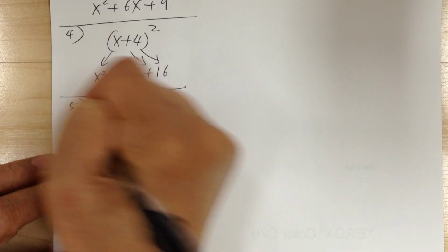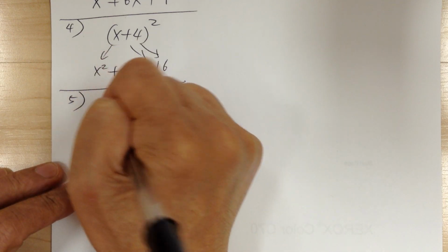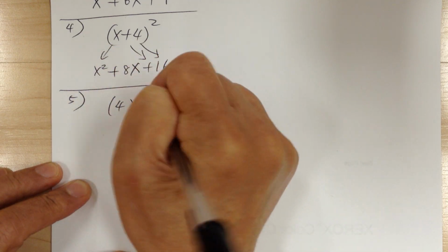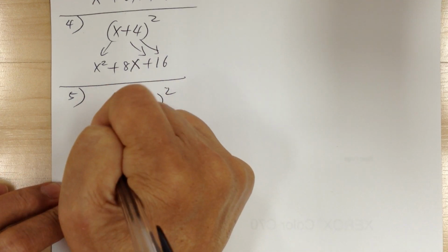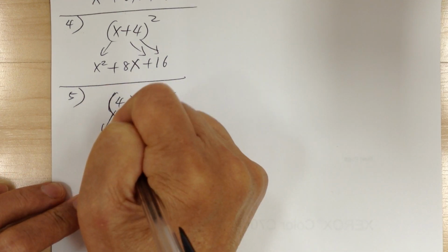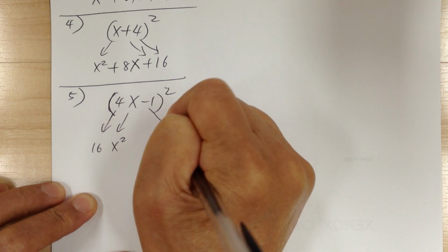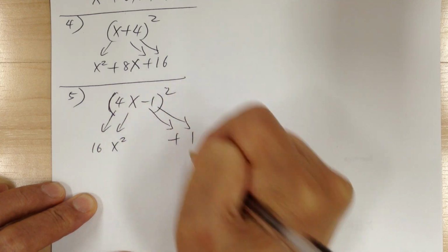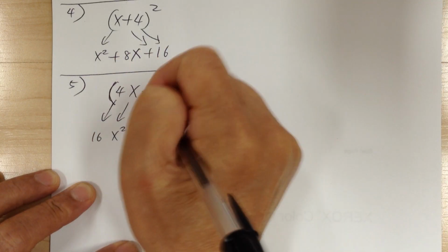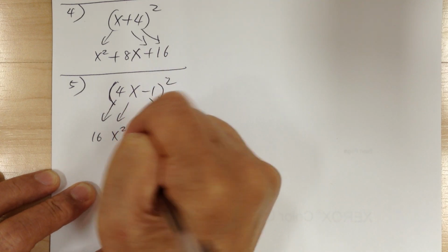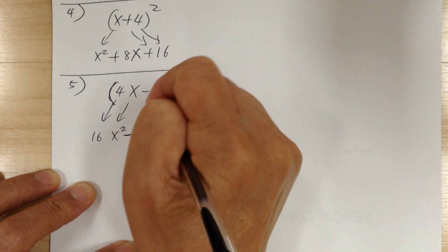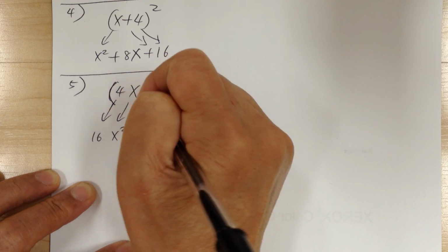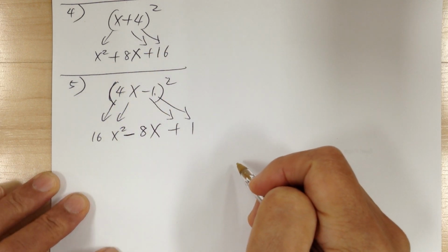Okay, number 5. You have 4x minus 1 squared. So square that, you get 16. Square that, you get x squared. Square that, you get plus. Square that, you get 1. Now multiply all this together. The sign is minus. 2 times 1 is 2 times 4 is 8, and the alphabet is x.